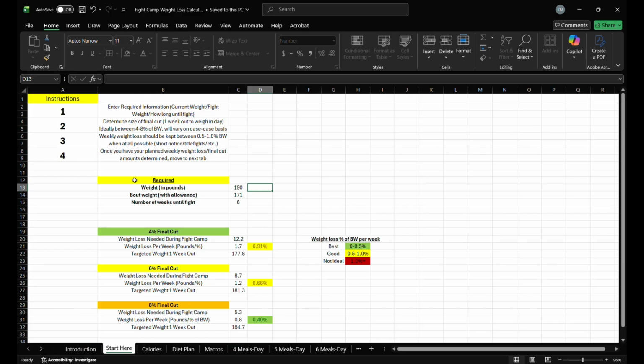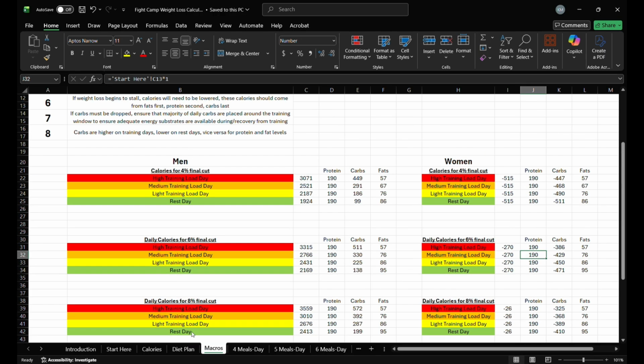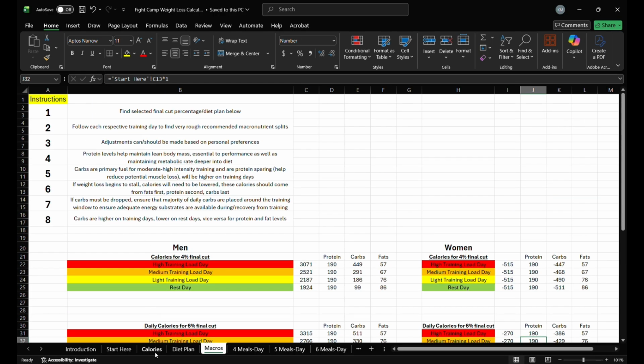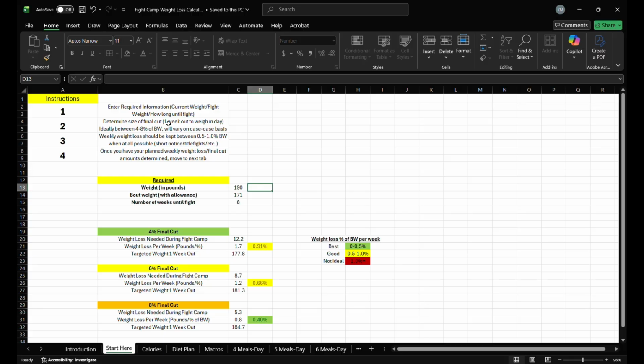Next tab, we're going to start here. So basically, each tab is going to have little instructions in the top left corner. So right here, it just says you're going to enter the required information. So basically, how much you weigh. I said I weigh 190. My bout weight is going to be 171 pounds, or 170 with a 1 pound allowance. And I'm going to have 8 weeks until my fight. So I got an 8-week fight camp.